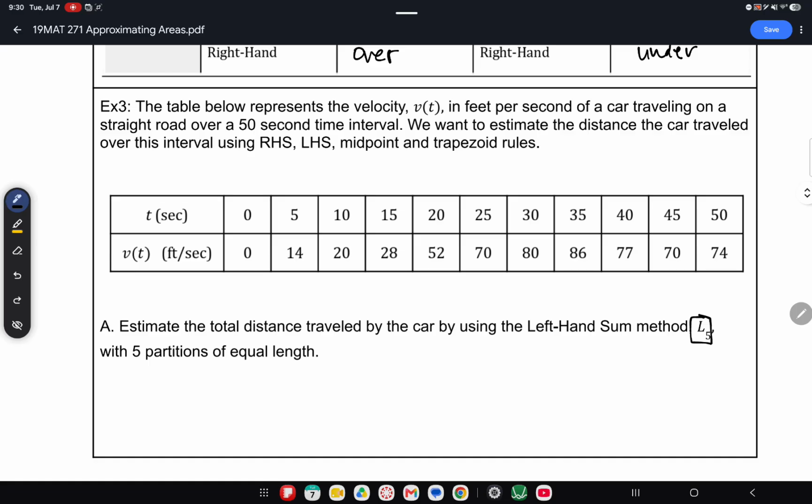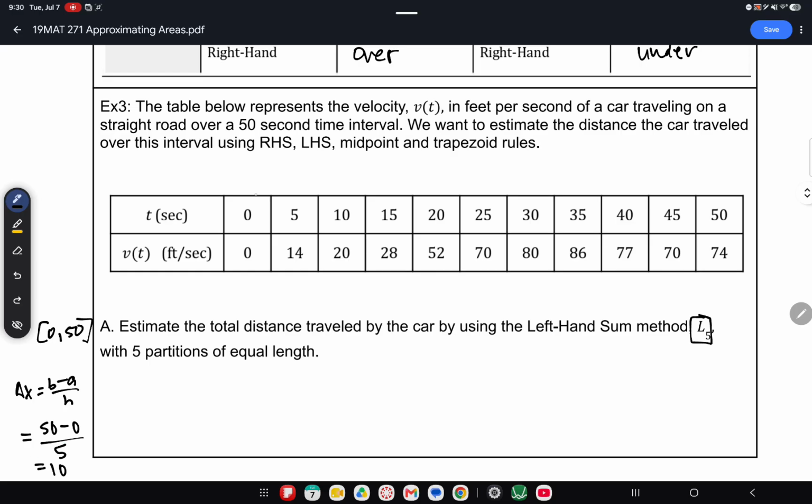So the little subscript tells us how many partitions there are, and we're always going to have partitions of the same length. Right? So from 0 to 50, to find that change in x, or that change in width, that was b minus a all over n. So our interval is 0 to 50. So 50 minus 0, and then we want 5 partitions, and 50 over 5 is 10.